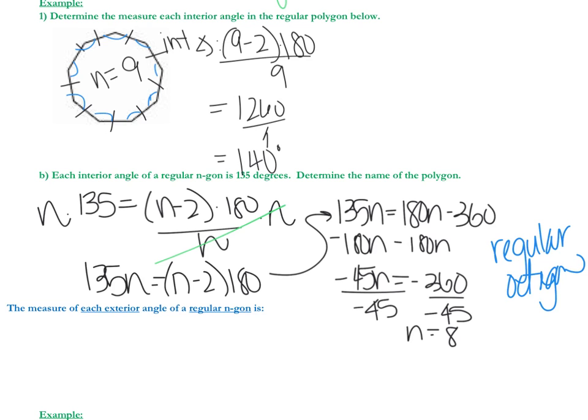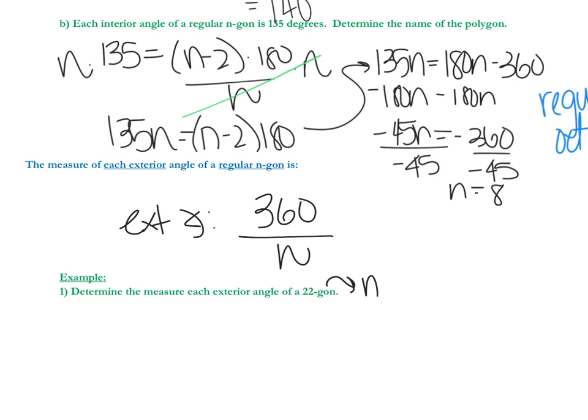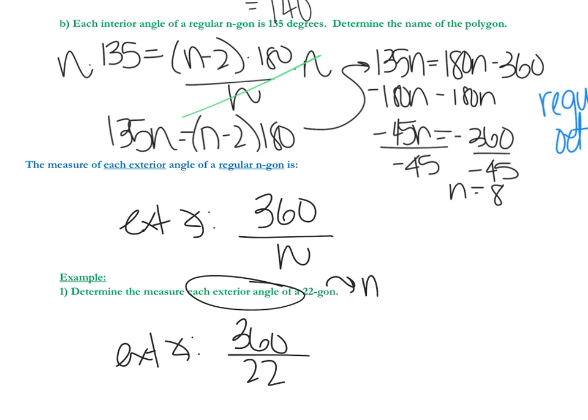Okay, so what about an exterior angle? Well, remember that the sum of all exterior angles, no matter the shape, the number of sides, etc., is 360 degrees. So for an exterior angle, for a regular polygon, we just take 360 and divide it by the number of sides. It says determine the measure of each exterior angle of a 22-agon. So 22 is the number of sides, that equals n. It's an exterior angle, so that means we have to work with 360 degrees, and we divide that by the number of sides. So that gives me 16.36 degrees.